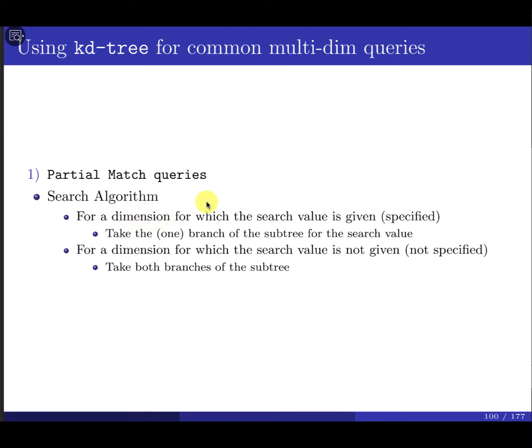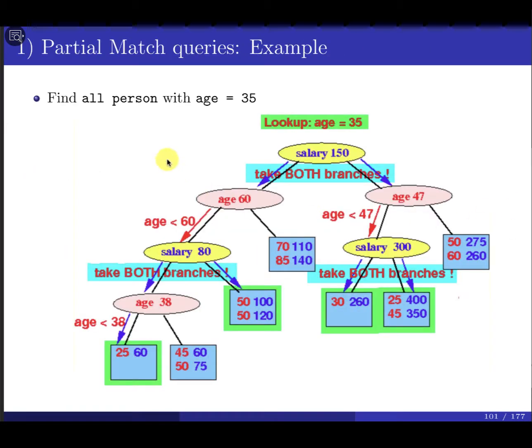If I'm reaching a specific level and I check the dimension of this level, and it is given in the query, then you can tell whether to go to the left or the right subtree. If it's not given, in this case you cannot tell. That means you have to investigate both directions. You have to go to both branches. So for example here, I said find all the persons with age 35.